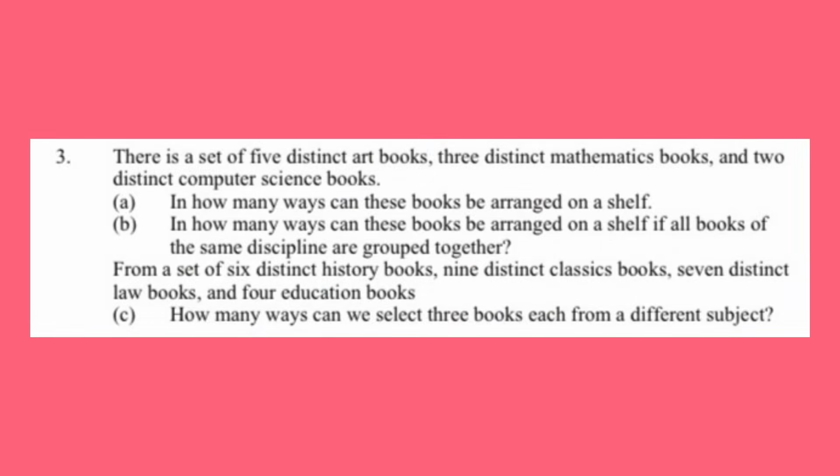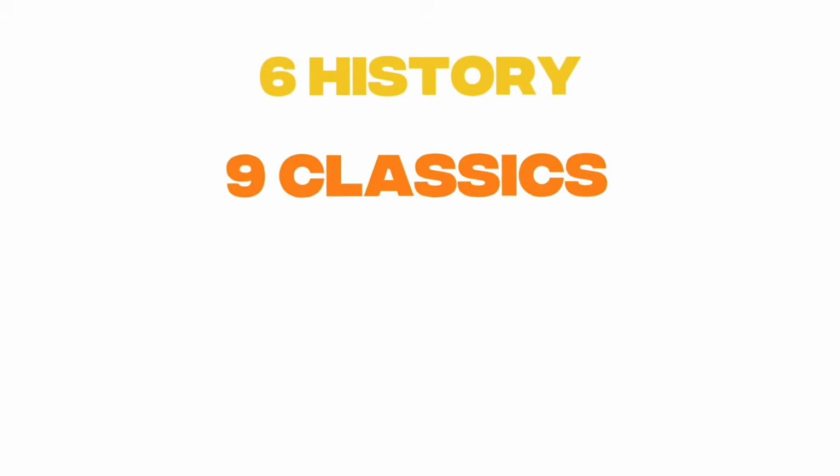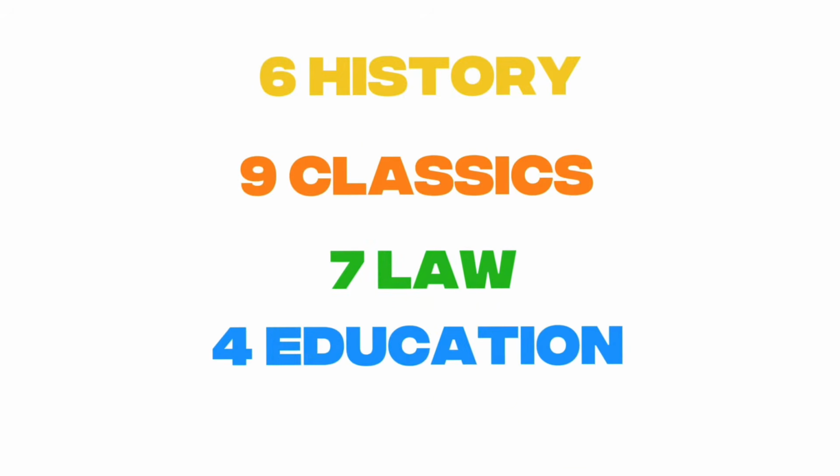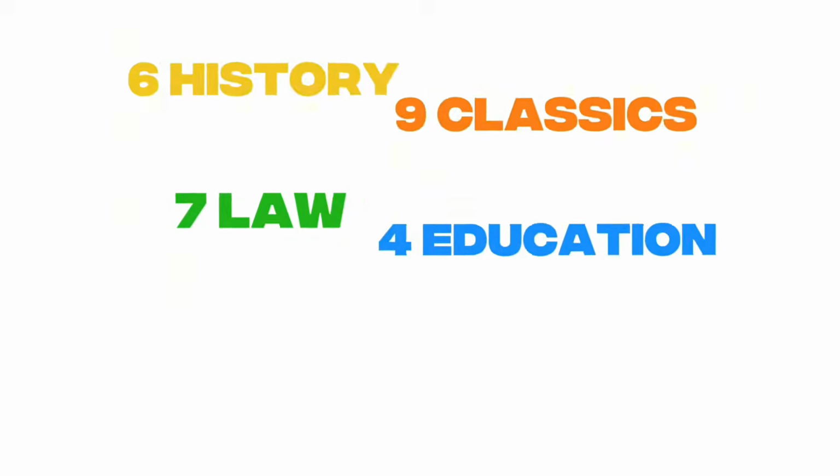C. From a set of 6 distinct history books, 9 distinct classics books, 7 distinct law books, and 4 educational books, how many ways can we select 3 books, each from a different subject? Okay, so we're told we have 6 history books, 9 classics books, 7 law books, and 4 education books, and we want to choose 3 books, each from a different subject. So each time we're selecting, we're picking 3 books out of the 4 categories, 1 book from each category, and we'll have 4 categories.